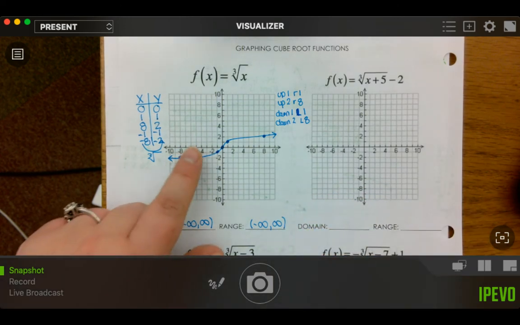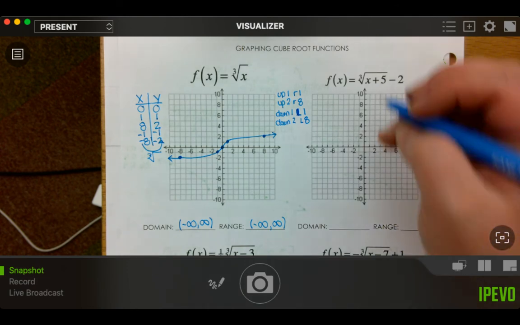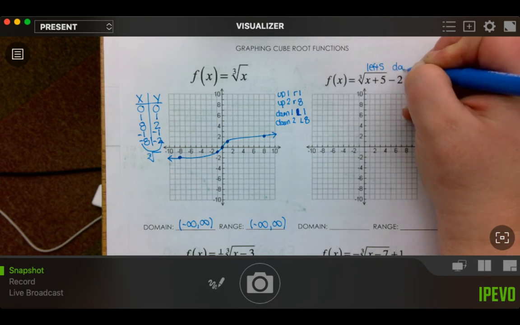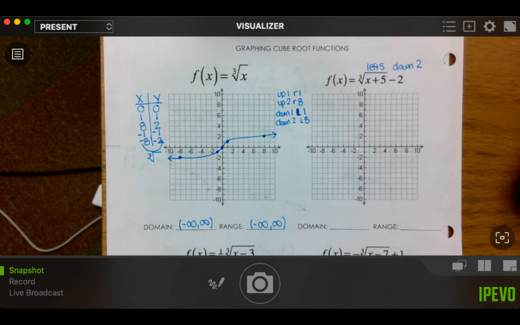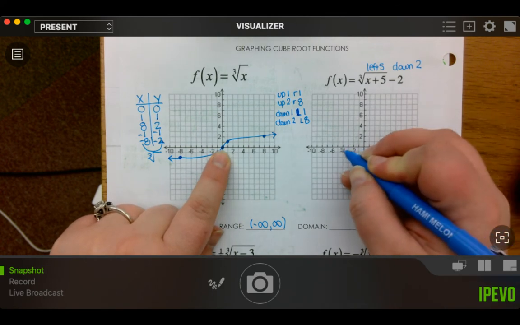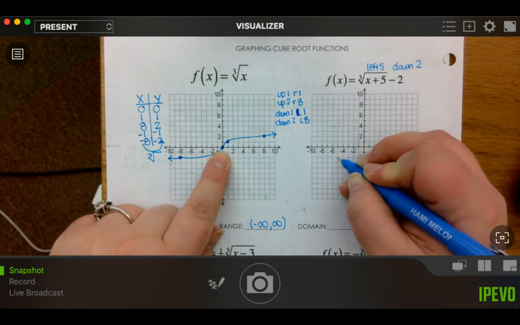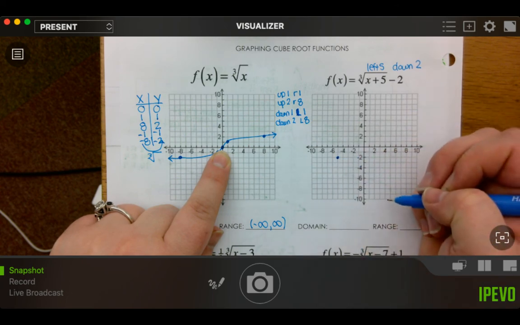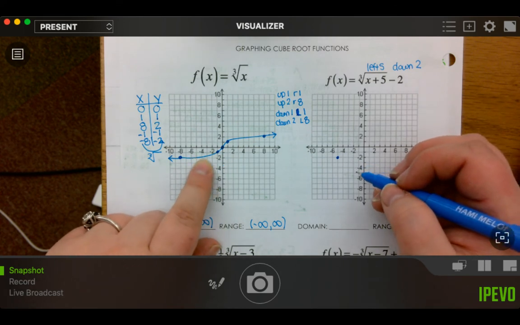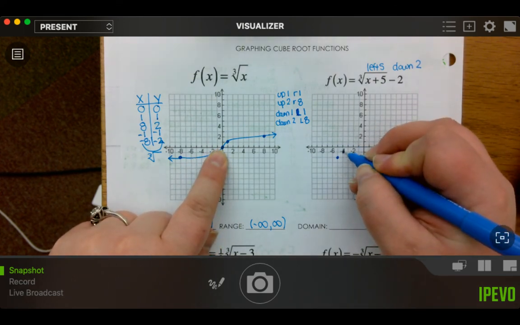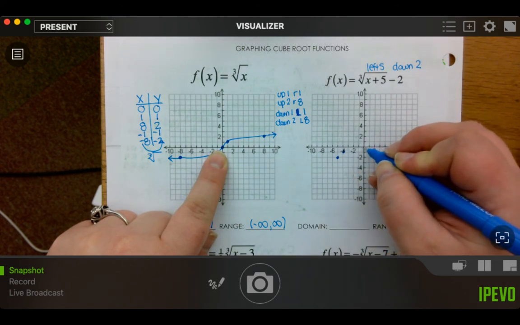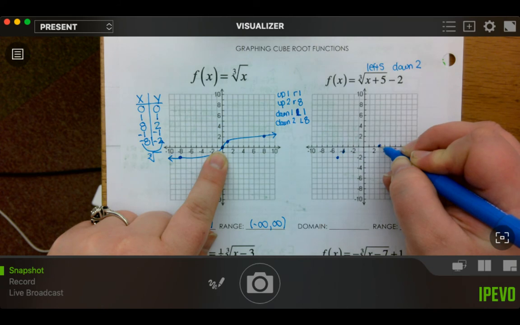And then I'm going to take this whole graph for the second example, and I'm going to move it left 5 and down 2. Here's the easiest way to do that. Start with your middle point, left 5, down 2. And then follow your pattern on each side. I think of this kind of like a seesaw. You're going to go up 1, right 1, up 2, right 8. 1, 2, 3, 4, 5, 6, 7, 8.